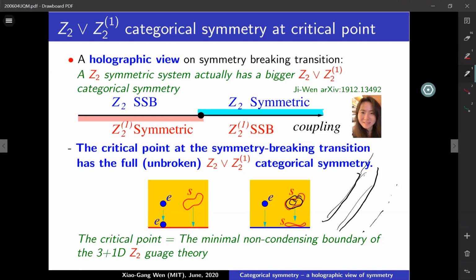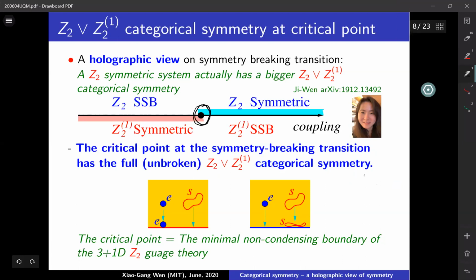Shannon, I had a question. Is there something in the theory that dictates that there's a single critical point? No. So here, let me just make a remark. You can see here what I really identify is this critical point as some kind of gapless boundary of the 3+1D Z2 gauge theory.